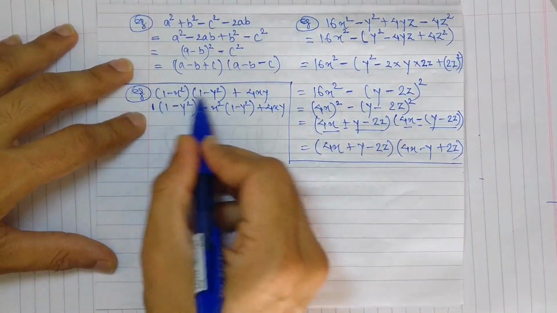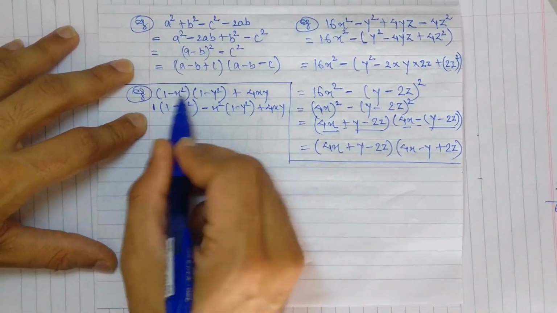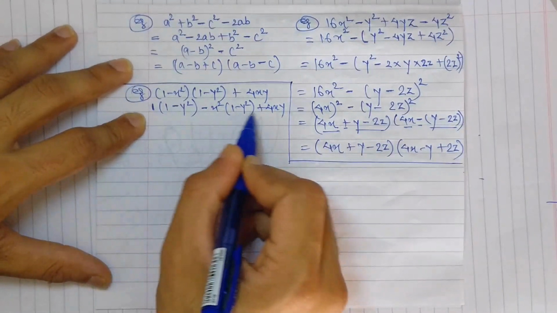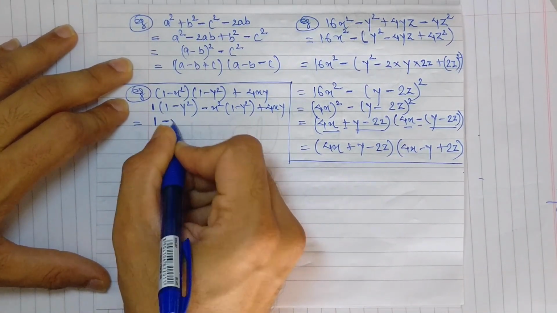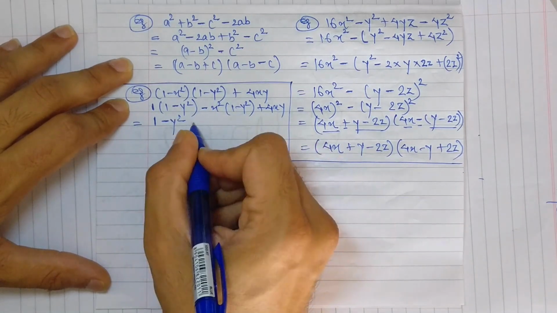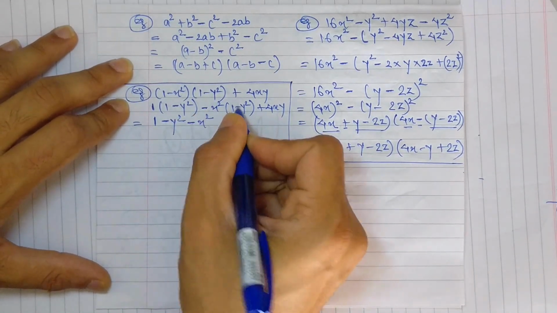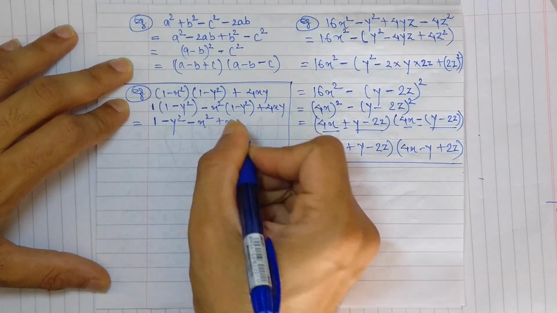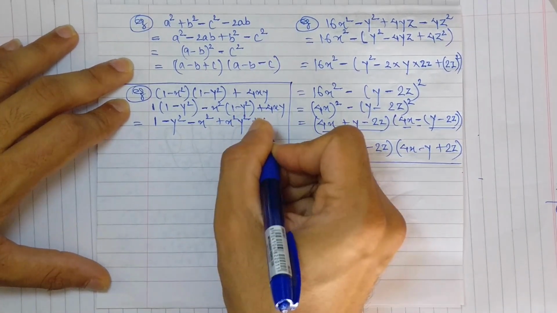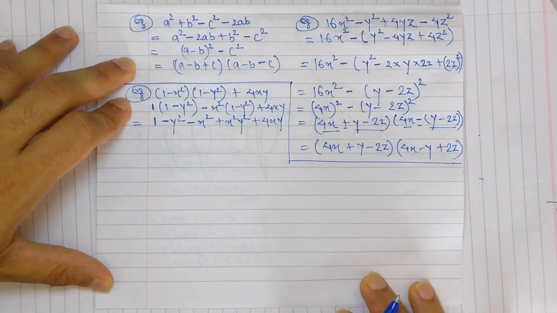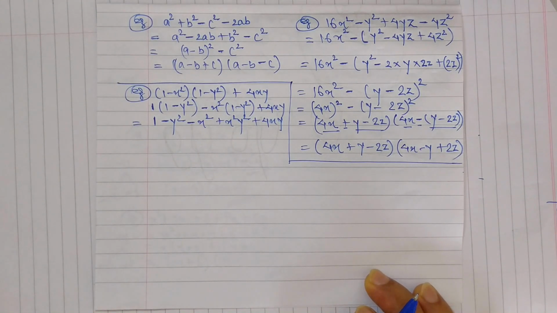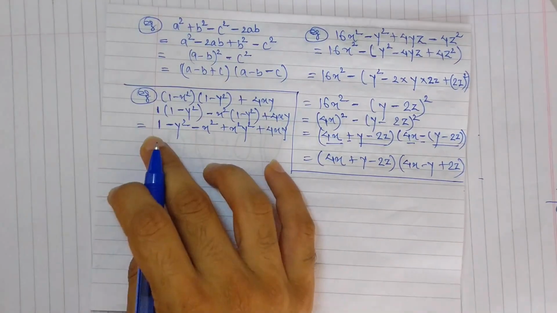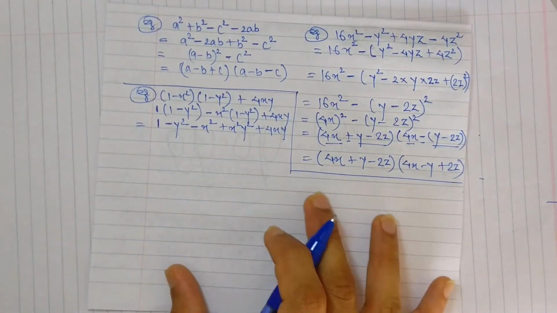So what did I do? I just simplified this by multiplying these two binomials. Just open everything up. 1 into 1 is 1. 1 into minus y square, minus y square. Minus x square into 1 is minus x square. Minus x square into minus y square is plus x square y square, plus 4xy. Okay, let's go ahead. What pattern do we see here? Now we have got five terms over here.